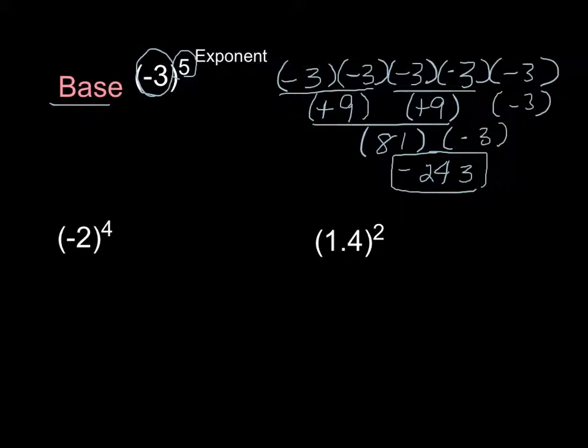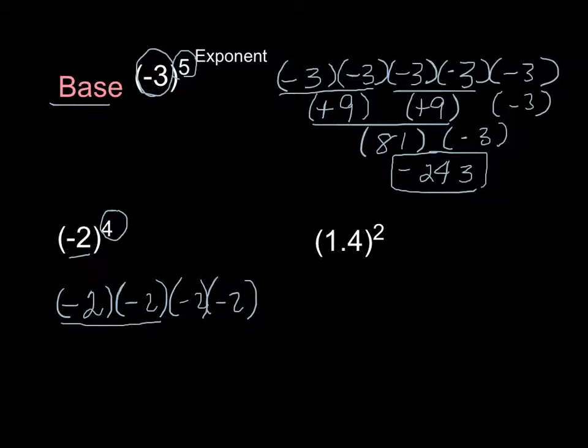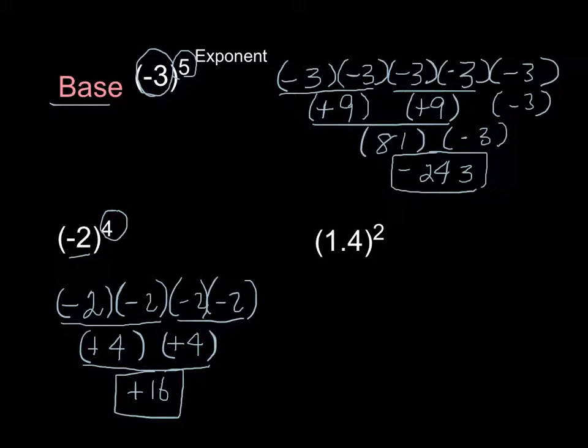Let's try the next one. This says -2 to the power of 4. That means I'm going to repeat the base of -2 4 times. I'm going to start with 2 digits at a time. 2 times 2 is 4. Negative times a negative is a positive. 2 times 2 is 4. And again, negative times a negative is a positive. When I multiply 4 times 4, I get 16. And a positive times a positive is a positive. So -2 raised to the power of 4 is positive 16.